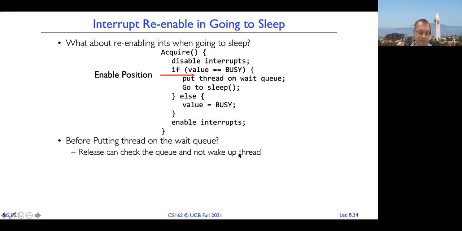Okay, let's see. It's not, because the release can check the queue and not wake up the thread, right? So you put the enable interrupts here, before the thread is put on the wait queue. You can do a context switch to another thread which is executing the release, right? And the release is going to look at whether there is any thread on the wait queue, and there is none, because acquire didn't have a chance to place the thread on the waiting queue. So the thread will not be woken up.